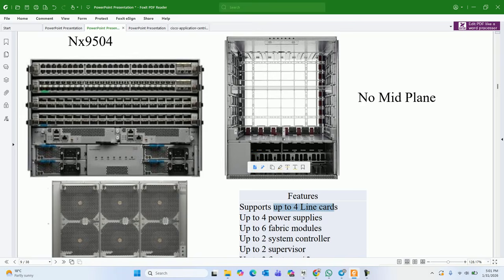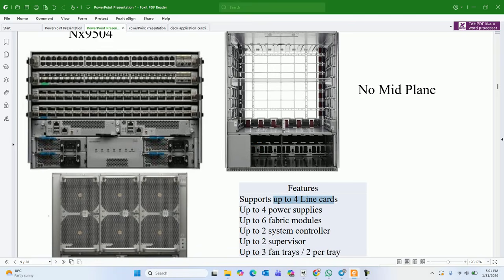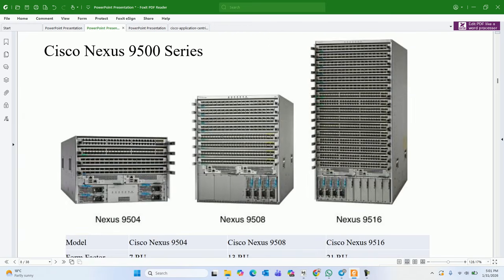So that's the purpose. In this case, all of this is just a complete switch. This is a chassis, so it is managed as just one appliance.